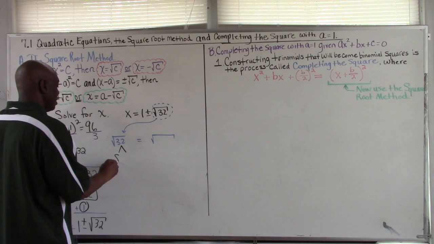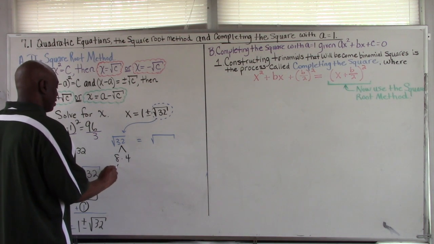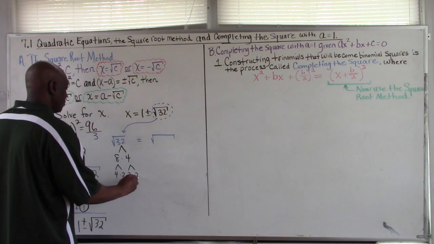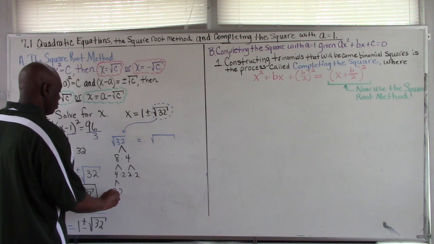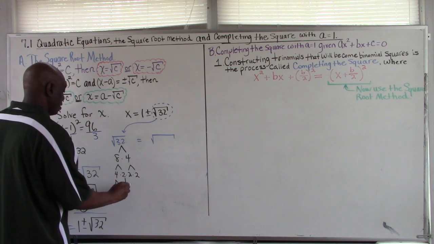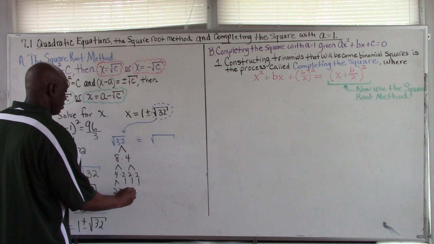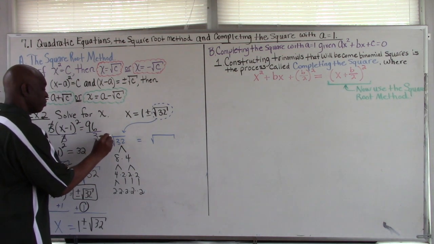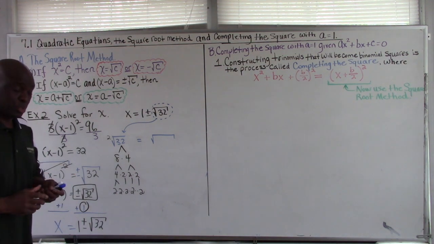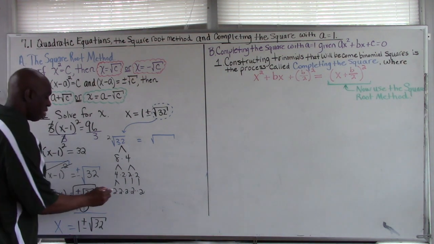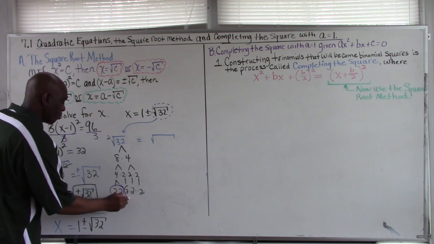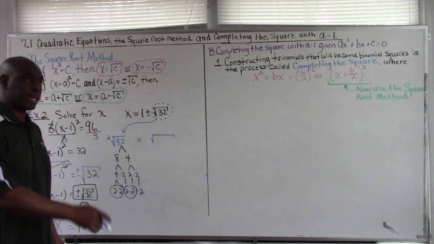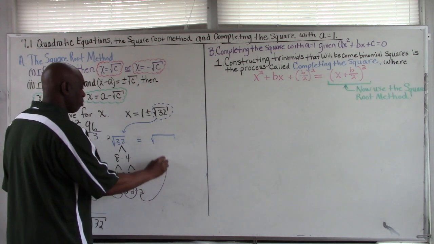32 is 8 times 4. 8 is 4 times 2. 4 is 2 times 2. And 4 is 2 times 2. Bring this 2 down. Bring this 2 down. Bring this 2 down. And my index here, of course, is 2, square root. So we have to group by 2's now. I have a group here. I have a group there. And that's it. What did not get circled goes back inside. So this 2, get on back in there.